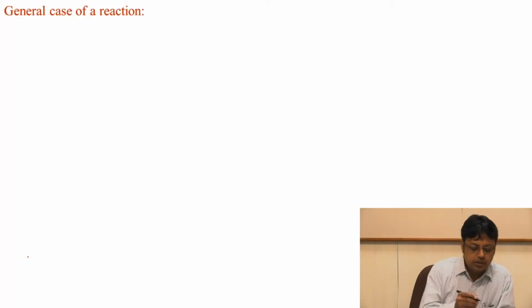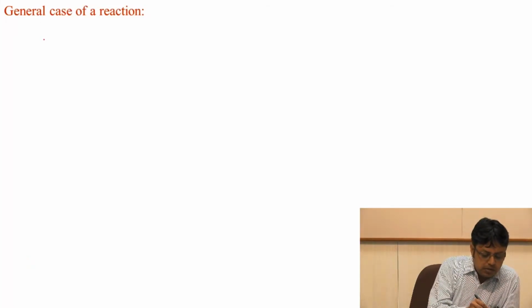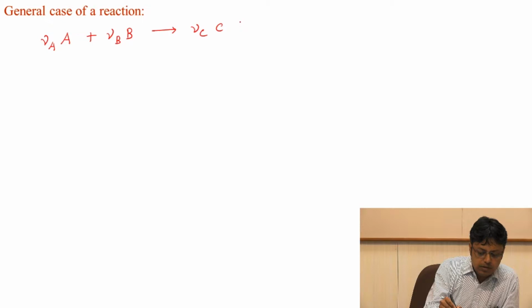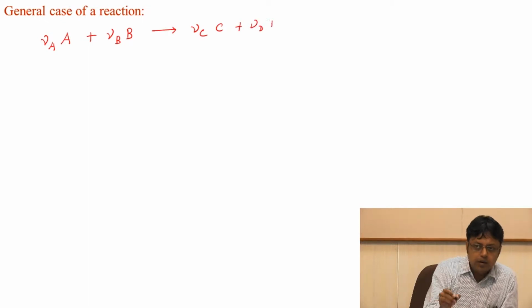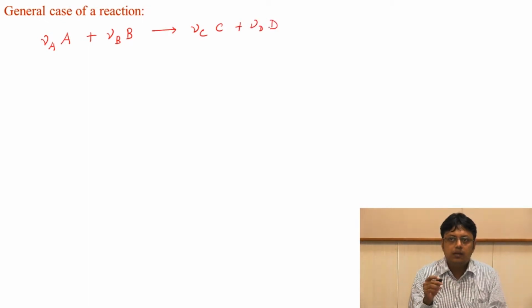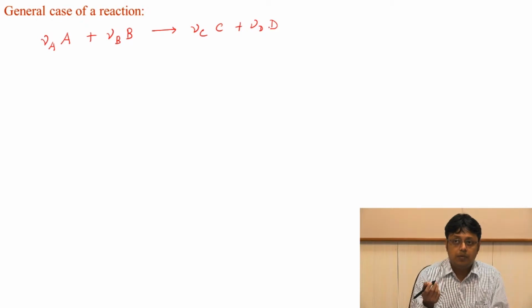Alright, so we are now going to discuss the general case for a stoichiometrically balanced equation. By general case, what we mean is that if we write the equation as nu A into A plus nu B into B goes to nu C into C plus nu D into D. Now the question is, what will be the most general form of the reaction quotient and the equilibrium constant for this reaction?